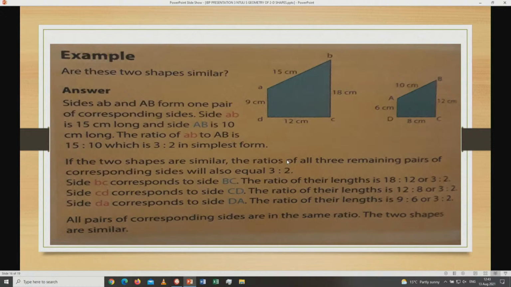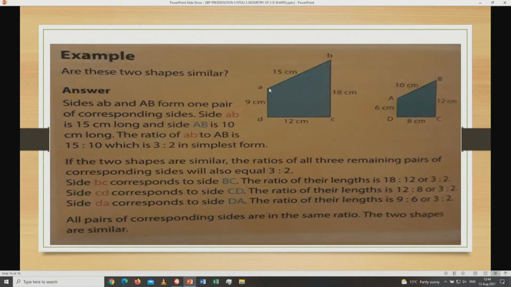Now, what are they saying there to us? They're saying, as much as we have seen that these shapes look similar, if the two shapes are similar, the ratio of all three remaining pairs of the corresponding sides will also equal 3 is to 2.